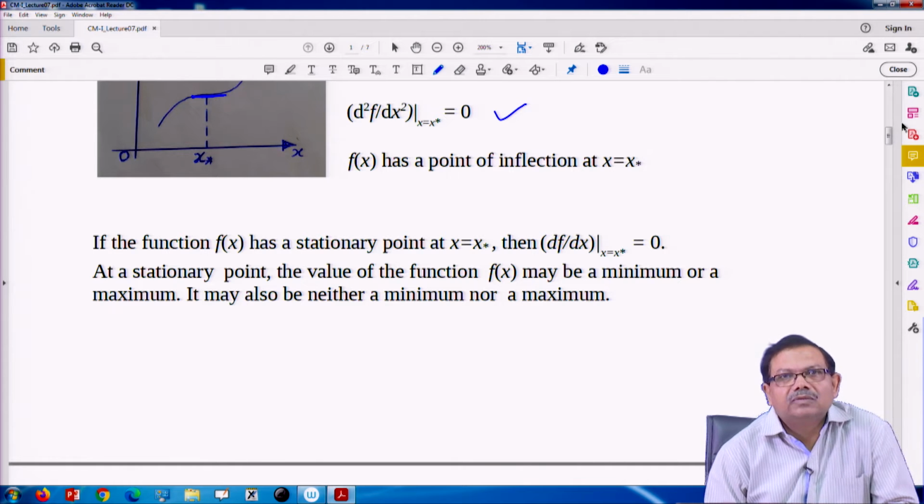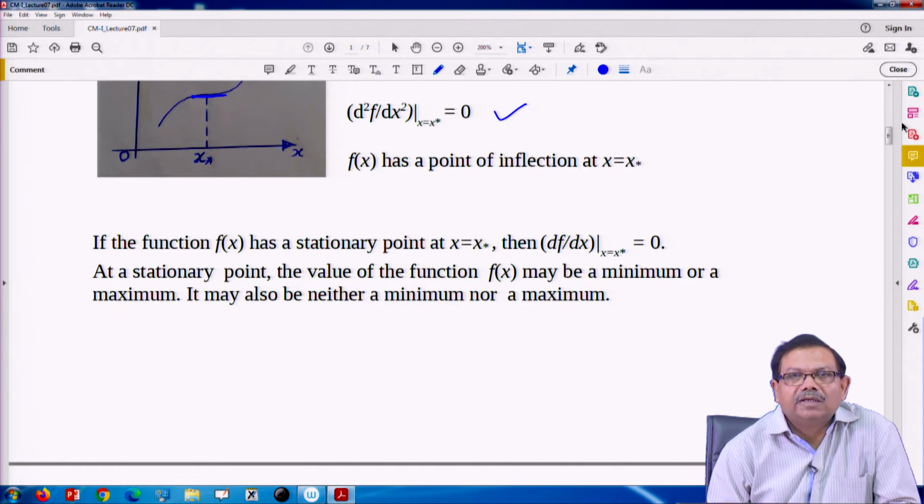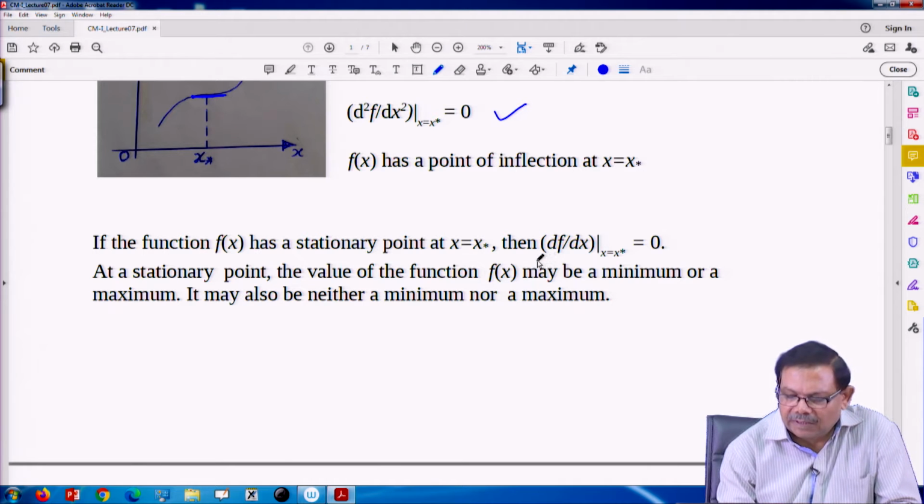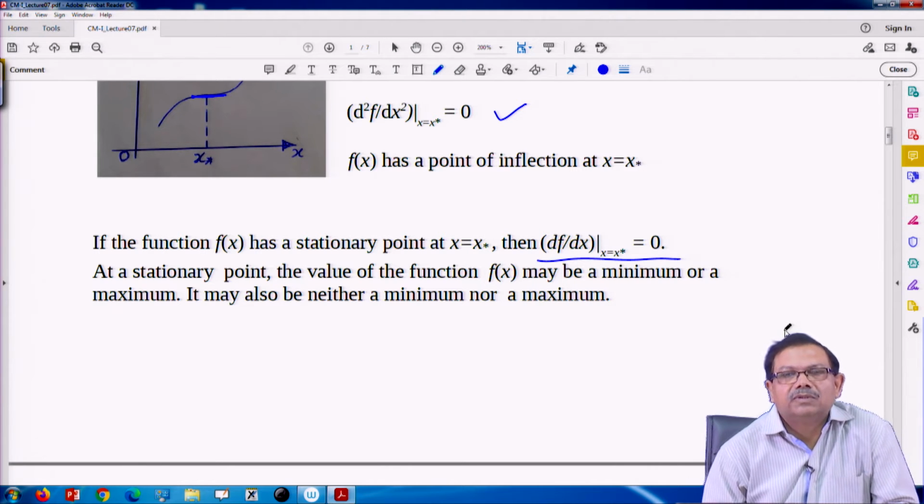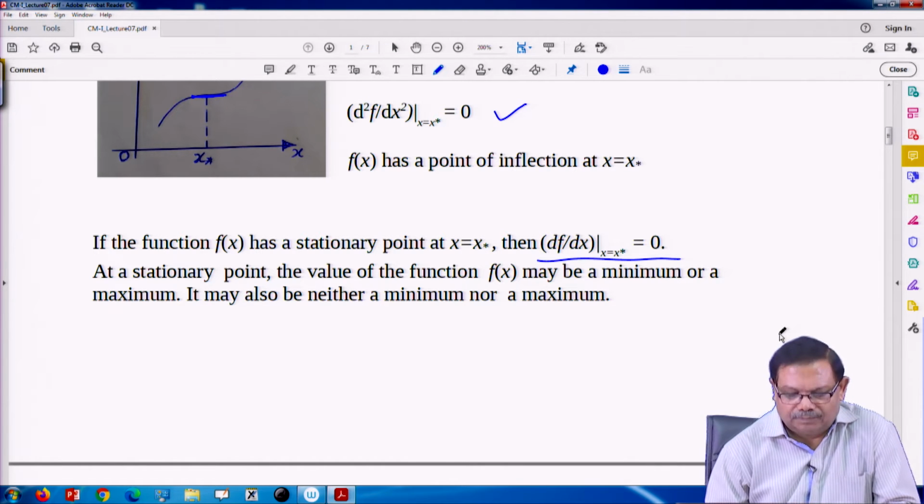As soon as one says a function has a stationary point at a given value of x, that means at that value of x, df dx at x equal to x star is 0. So, at stationary points functions have 0 slope. However, slope being 0 does not guarantee it is a minimum or a maximum or neither. To know that, we have to determine the second derivative, or the curvature, of this curve.